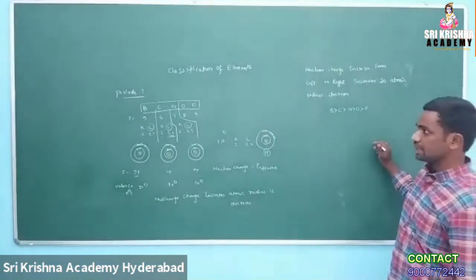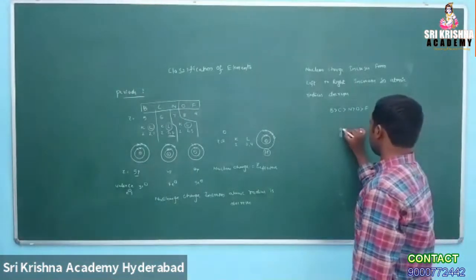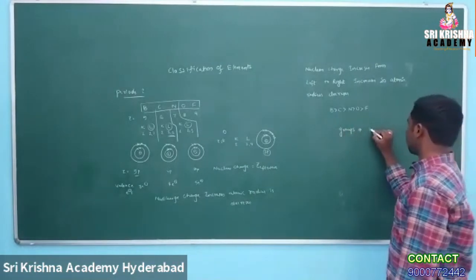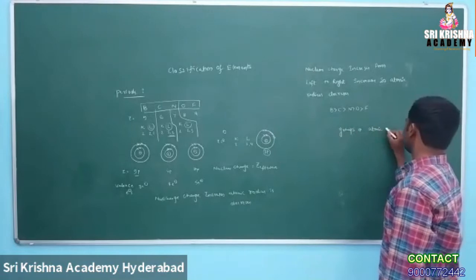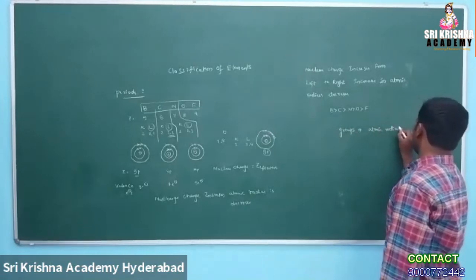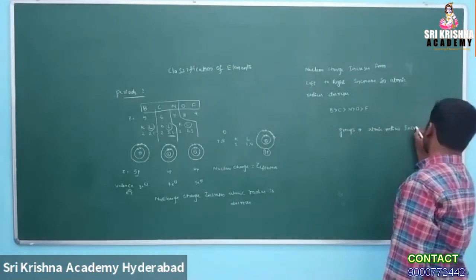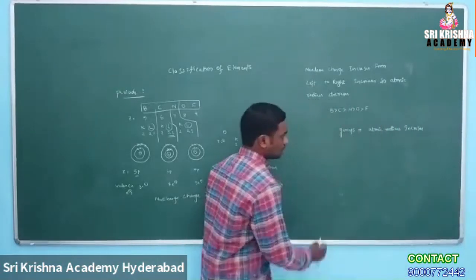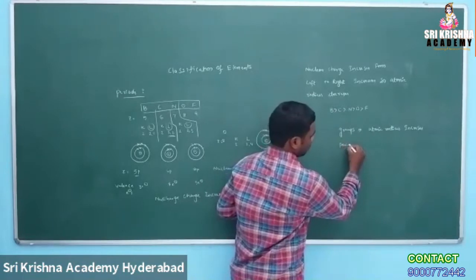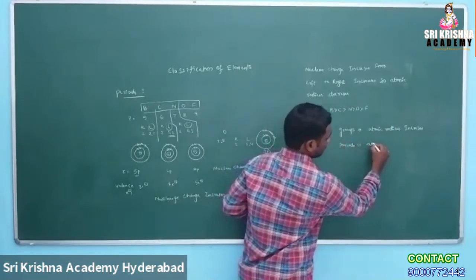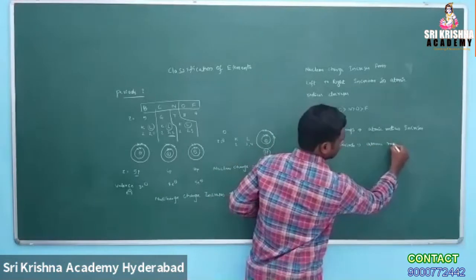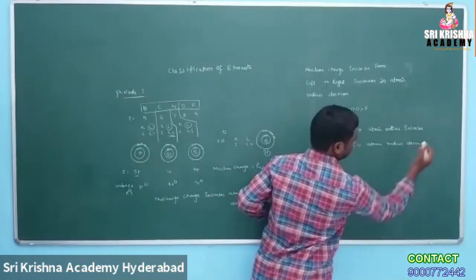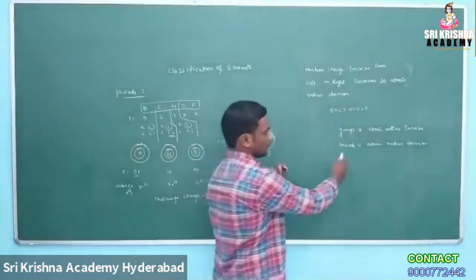In groups, atomic radius increases. Groups means vertical columns. In groups, atomic radius increases. In periods, atomic radius decreases. In groups, atomic radius increases.